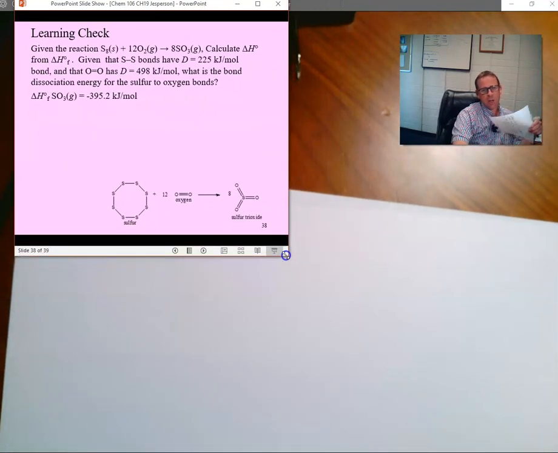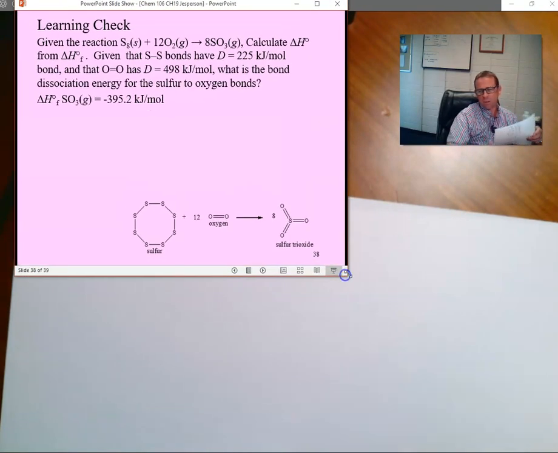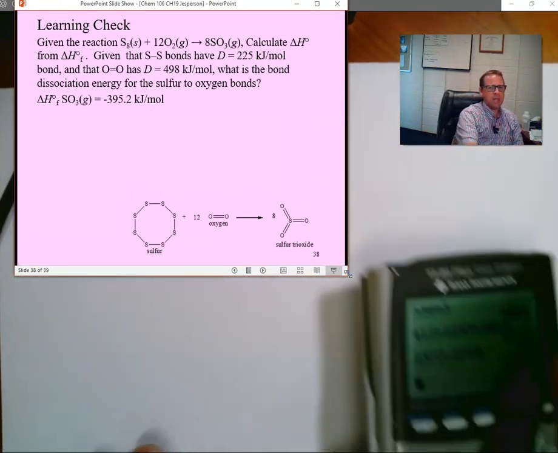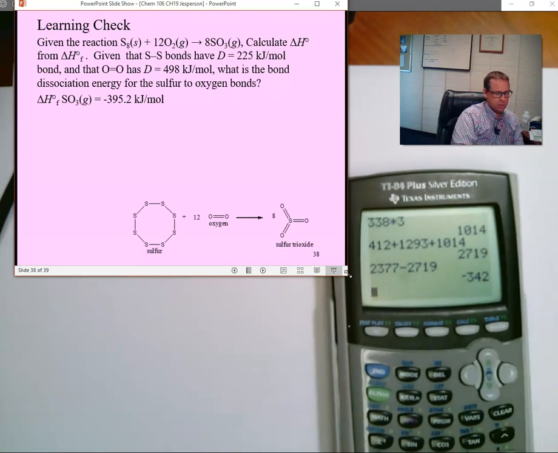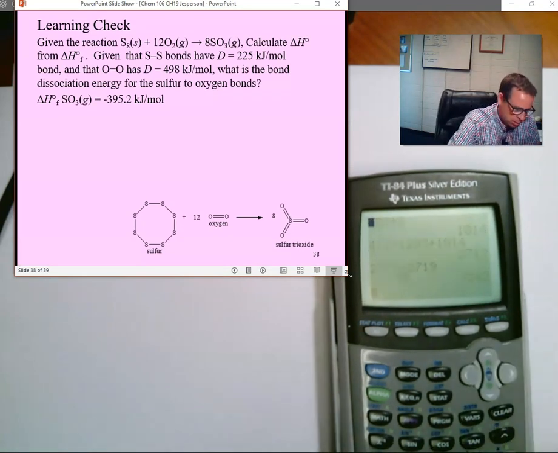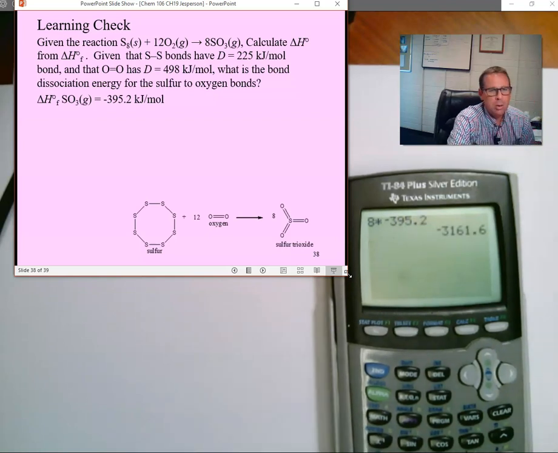So I have the delta H for this reaction. It's going to be 8 times our negative 395.2. All right. And then that's for this reaction, delta H for this reaction. And then I can identify the delta H using my bonds as well.